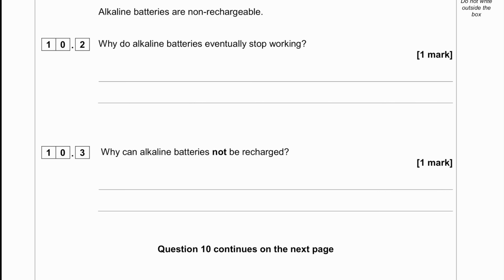Alkaline batteries are non-rechargeable. Why do alkaline batteries eventually stop working? Basically, all single-use batteries have reactants. Once those reactants are used up, the energy is used up. So that's why they will eventually stop working, because they no longer have reactants. They are using the chemical potential energy to convert it into electrical energy.